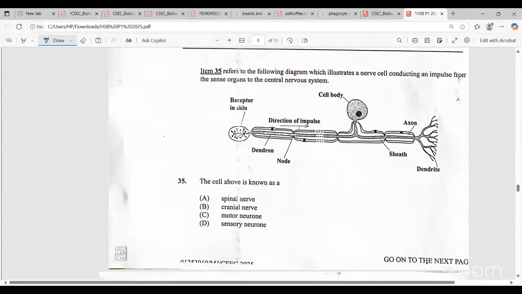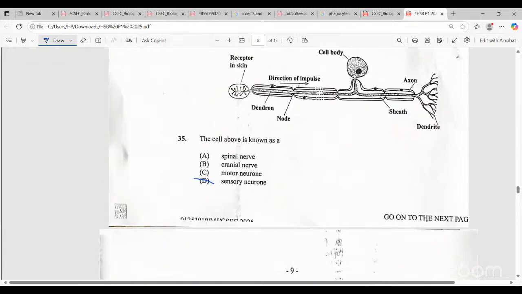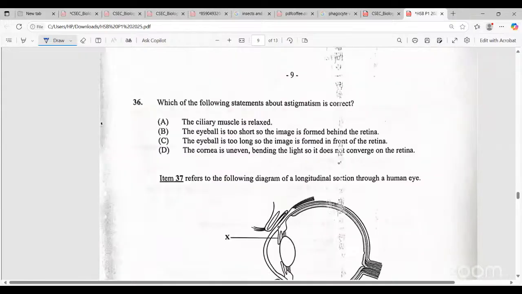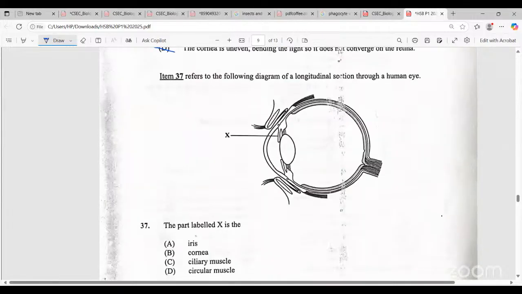Identify this. This is the cell body here. So once the cell body is up here, you know that this is a sensory neuron. Right? 36. Which of the following statements about astigmatism is correct? I know astigmatism is when the cornea is uneven. So D is the best answer for that one there. 37. The diagram shows the eye. The part labeled X, right here, refers to the iris. All right.